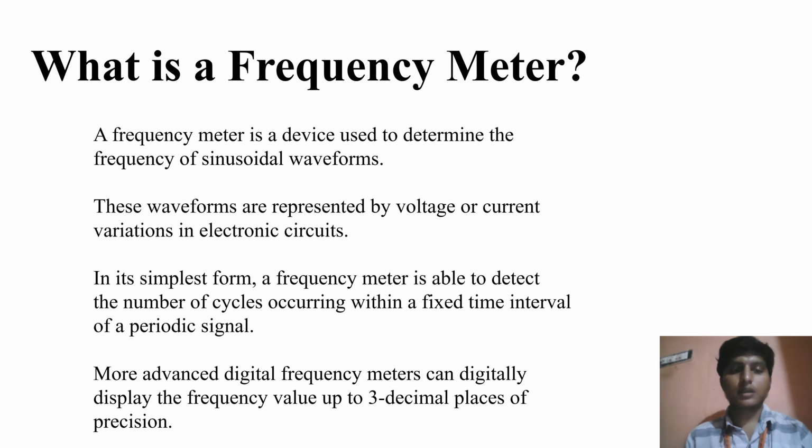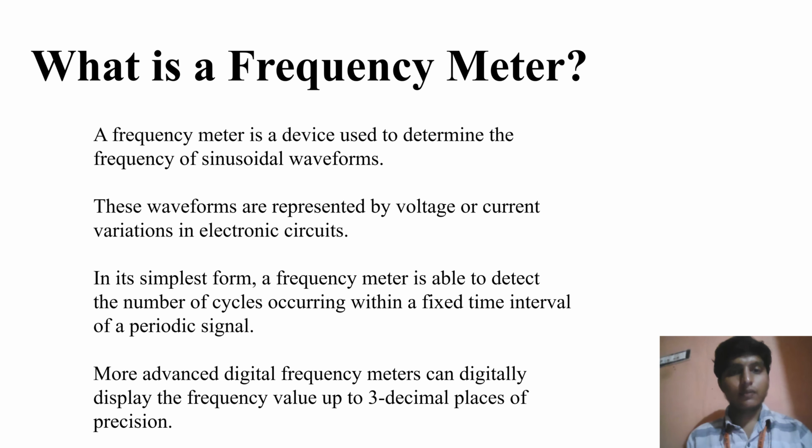A frequency meter is a device used to determine the frequency of sinusoidal waveforms, and these waveforms are represented by voltage and current variations of electronic circuits. In its simplest form, a frequency meter is able to detect the number of cycles within a fixed time interval of a periodic signal. The more advanced digital frequency meter can directly display the frequency value up to 3 decimal places of precision.